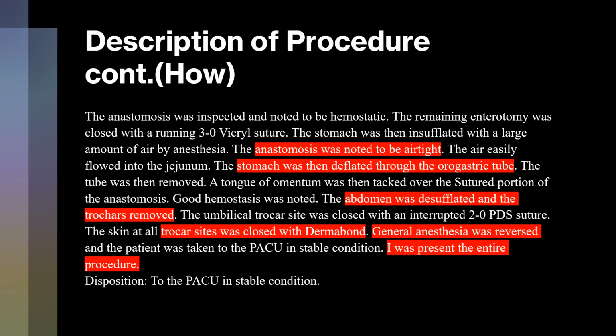Then the stomach was deflated through the orogastric tube. The tube was then removed. A tongue of omentum was then tacked over the sutured portion of the anastomosis. Good hemostasis was noted. The abdomen was desufflated and the trocars removed. When we see that the trocars are removed, this means that we're coming to the end of our procedure. The umbilical trocar site was closed with an interrupted 2-0 PDS suture.